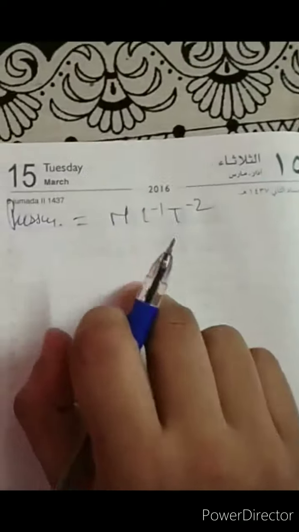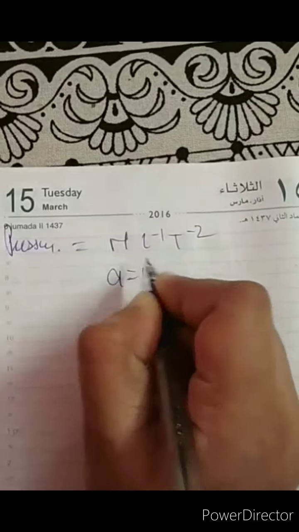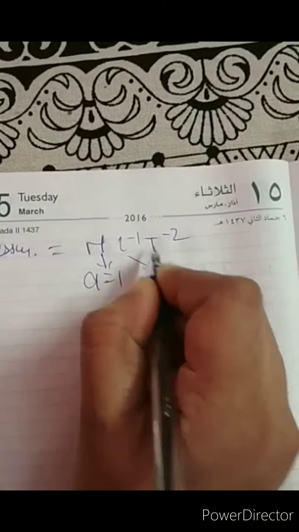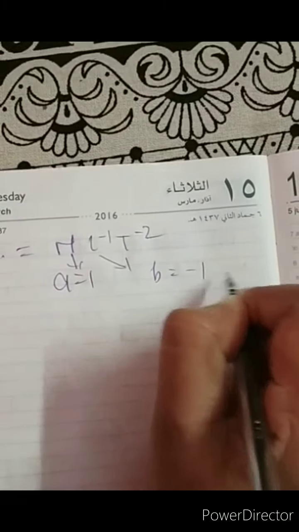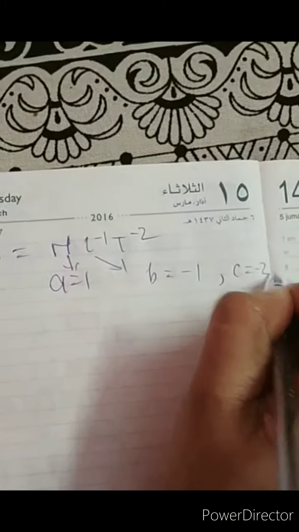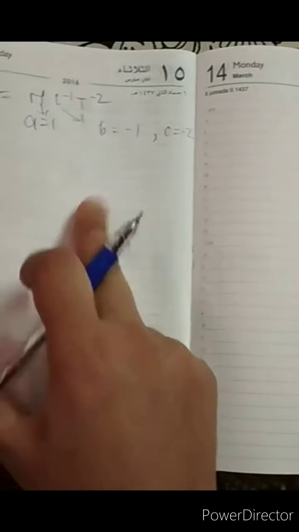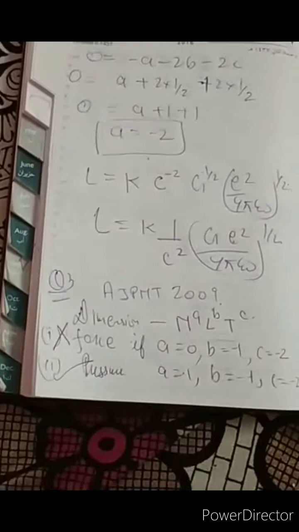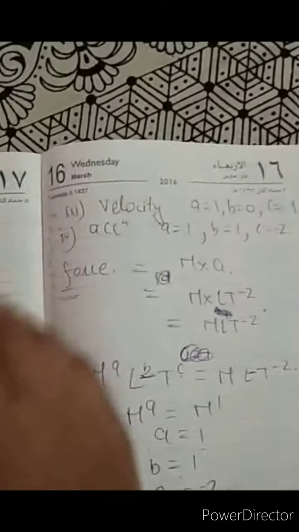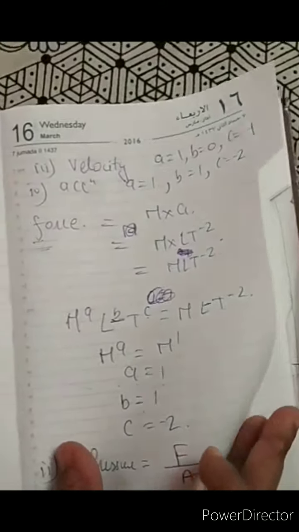So in this, a is equal to 1, and for L, that is b is equal to minus 1, and c is equal to minus 2. So can we check the options? For pressure a equals 1, correct, b is equal to minus 1 and c is equal to minus 2. So option 2 is correct. Of course the rest must be incorrect, but let's check it out.